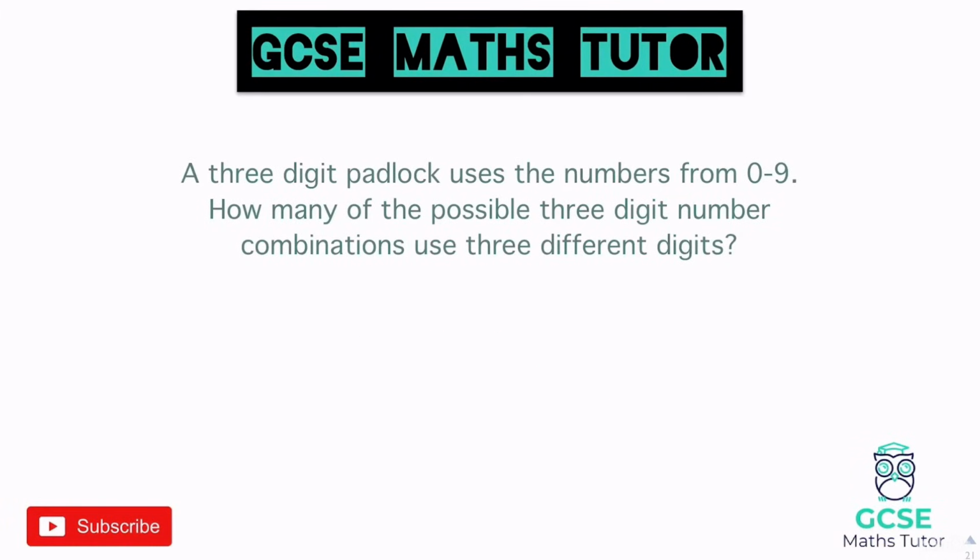Okay, so this one's slightly different. A 3-digit padlock uses the numbers from 0 to 9. How many of the possible 3-digit number combinations use 3 different digits, meaning we can't have any repeats here?